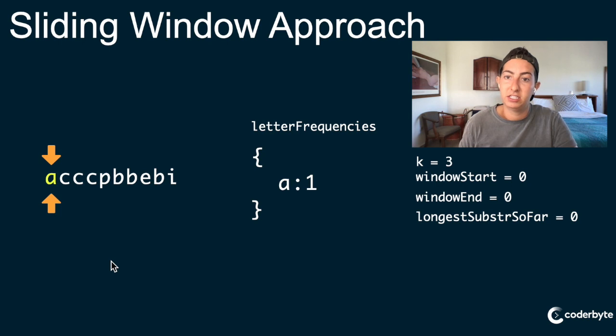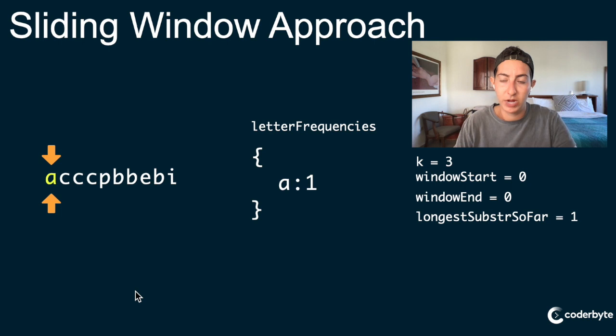So the first thing we do is add our letter to our letter frequencies tracker. We have our key, which is the letter itself, and our value, which is how many we've seen so far. It's 1 so far. And our longest substring so far is 1. We keep track of that as we go.